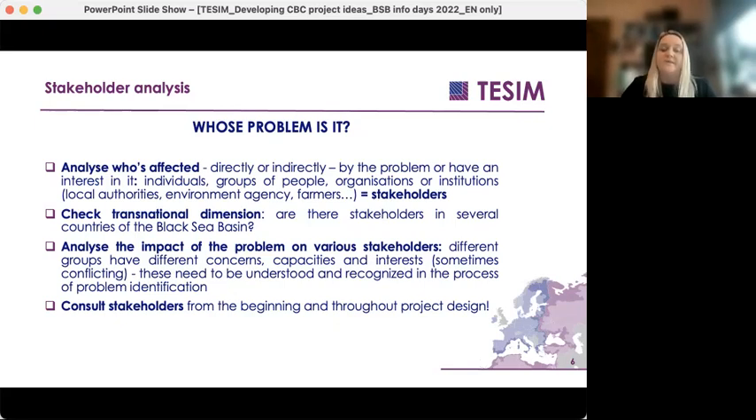It is important that you identify the stakeholders already in the project development stage. And by doing this analysis, you will be able to better understand their interests, the potential conflicts of interests, and also define the risks and plan potential activities to mitigate these risks.